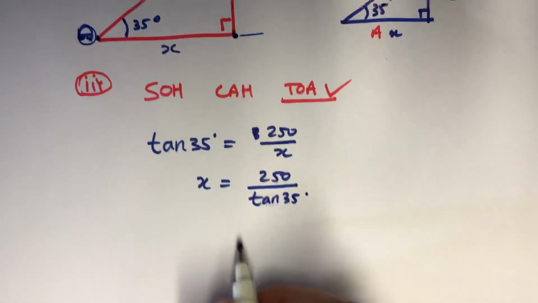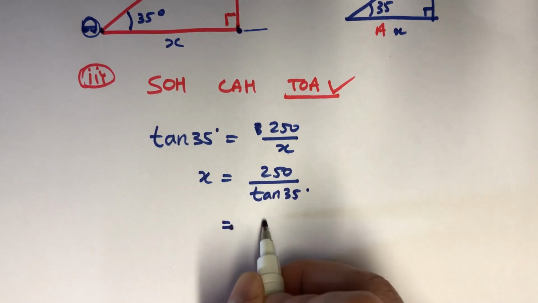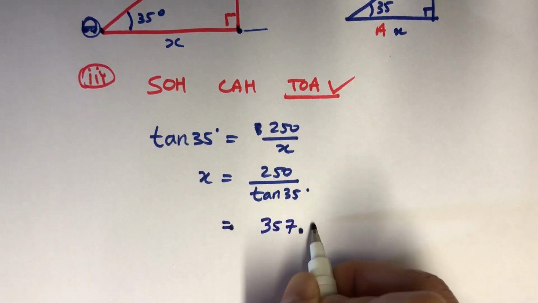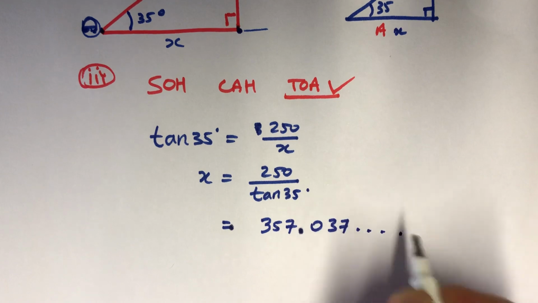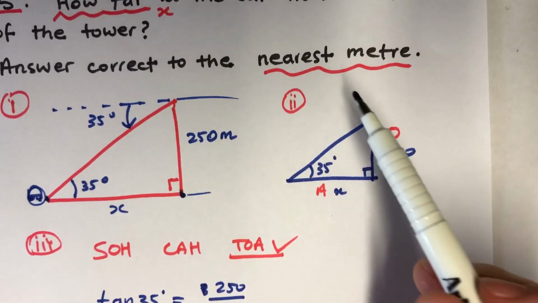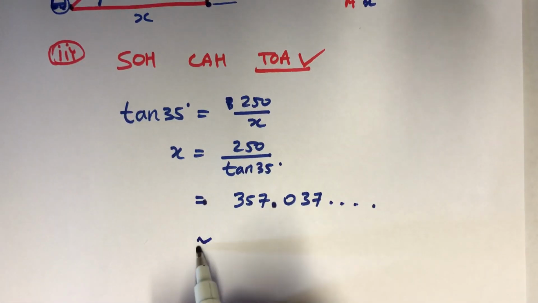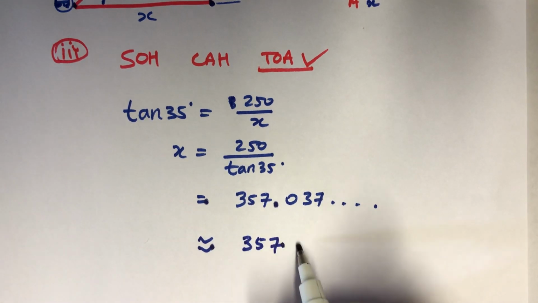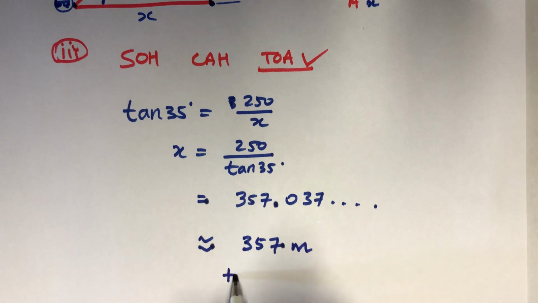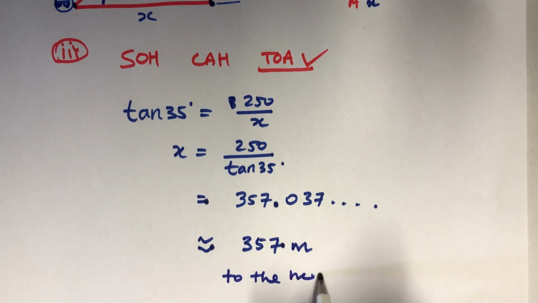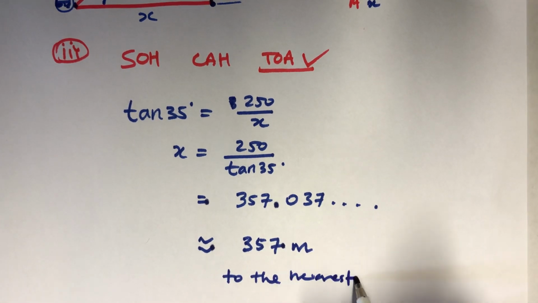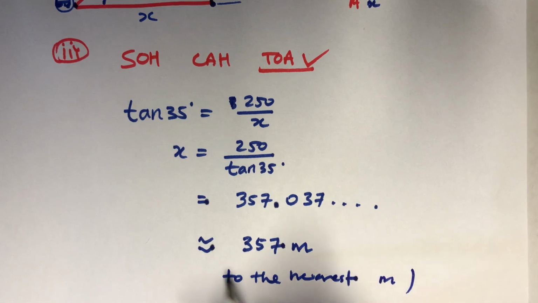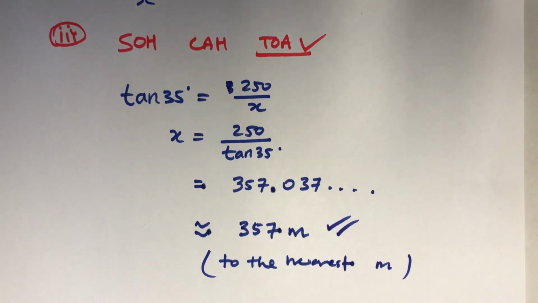If you put that in your calculator, I will get 357.037... But what does the question say, guys? To the nearest meter. So my final answer should be 357 meters to the nearest meter. Oops, my writing is a little bit funny there. And then that's my answer. Okay, well done.